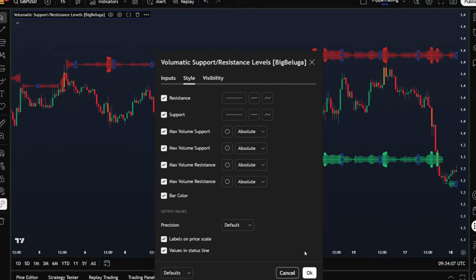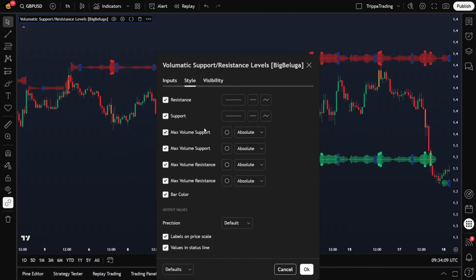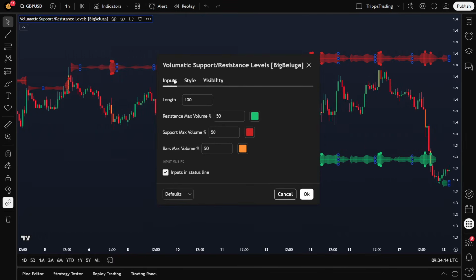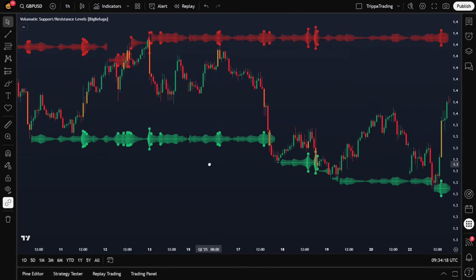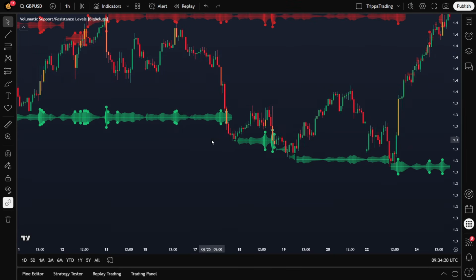In the Style tab, keep all visual elements on: zones, markers, and orange bars, so you have the full picture. Now here's the strategy. The first thing we need is trend direction and volume strength, so we'll add another indicator.